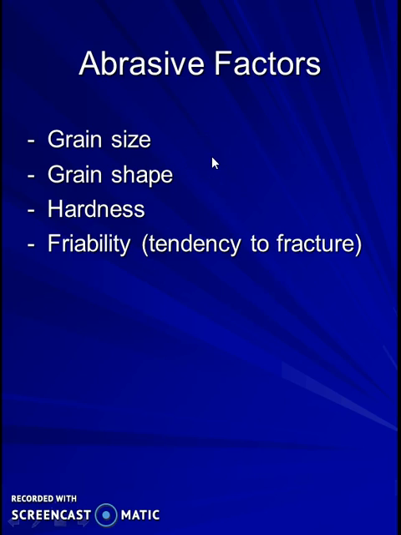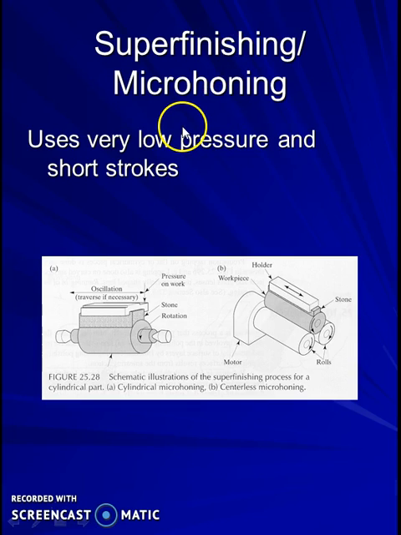What are the factors which affect abrasiveness? First one is grain size, which depends on the size of the grain particles which we use. Second one is grain shape. As we said, it should not be a regular shape; it should have irregular shapes. Next, hardness of the abrasive stones which you use. Next, tendency to fracture, how much material it will cut. If you see this diagram, you can easily understand that this abrasive process does not require much pressure. Very low pressure is enough, and short strokes are enough.